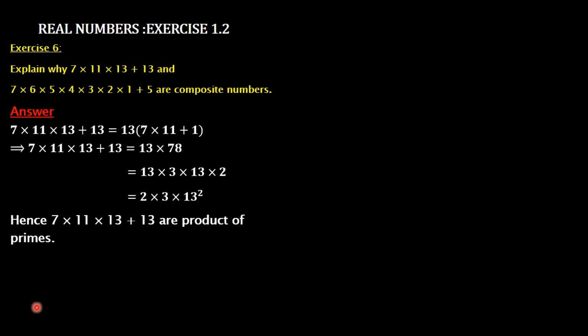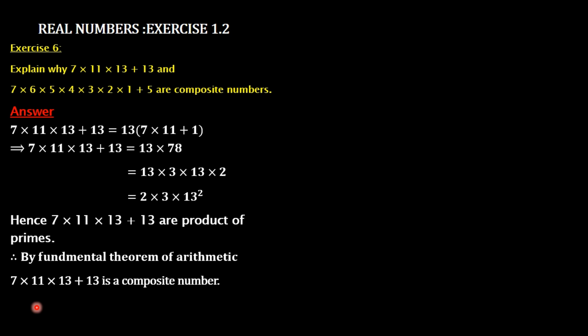And then what can we say? Hence 7 into 11 into 13 plus 13 is a product of primes. Hence, by the fundamental theorem of arithmetic, we can conclude that it is a composite number. Okay, that number is a composite number. Then, similarly, we can proceed with the next problem.